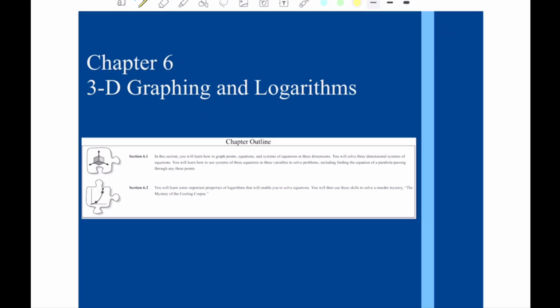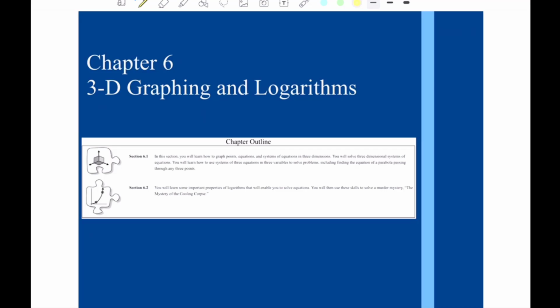So we get to start chapter 6 today. Chapter 6 has to do with some 3D graphing and how those apply to some logarithms. So there's two sections in this chapter. In the first section, you're going to learn how to graph some points, some equations, and systems of equations in 3 dimensions. So far in math, we've been graphing in how many dimensions?